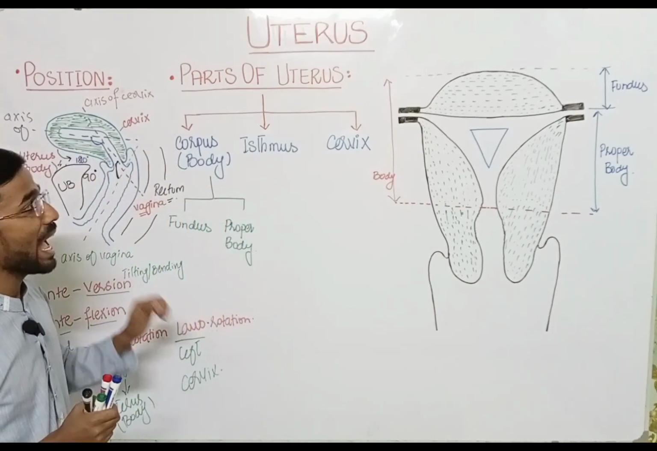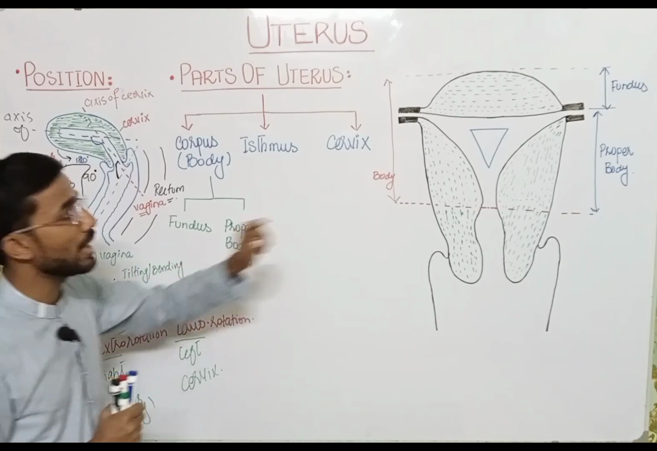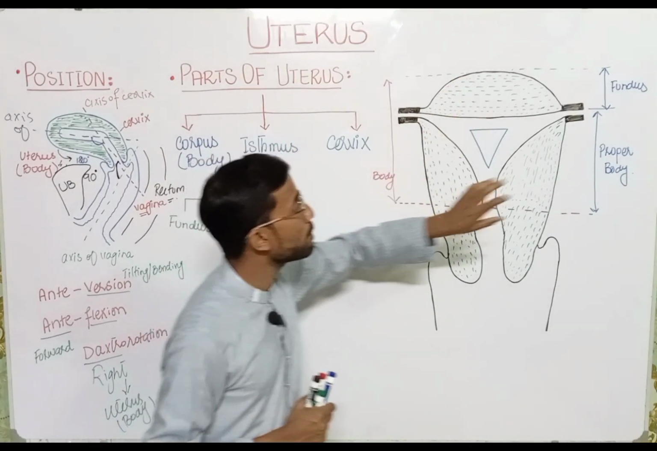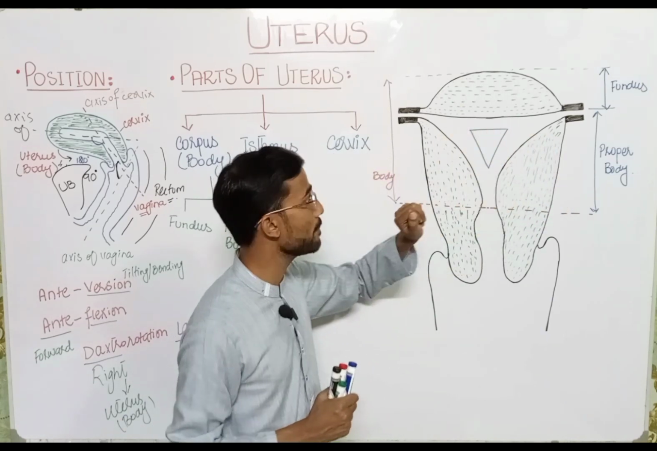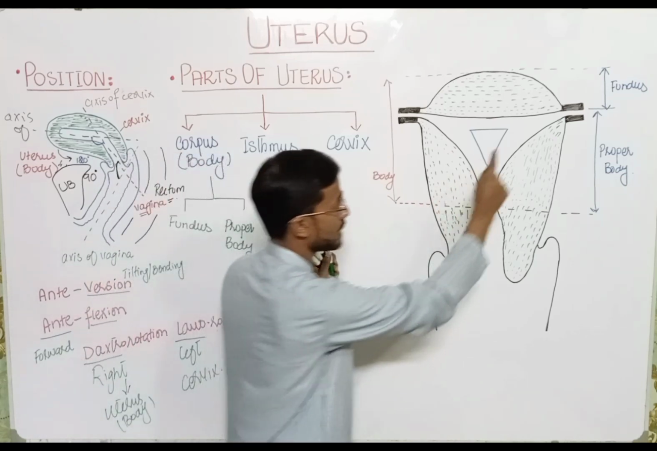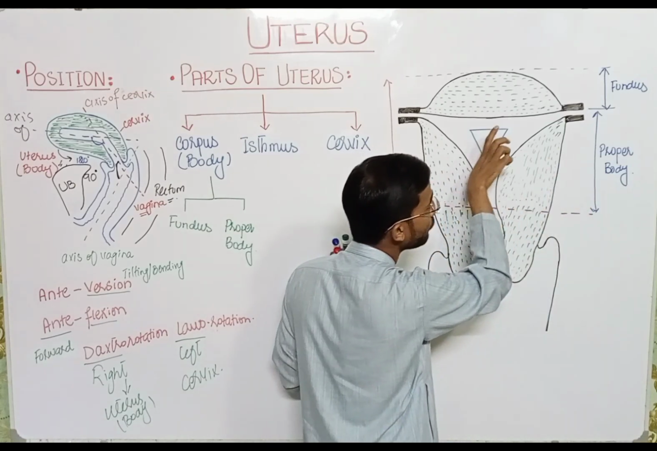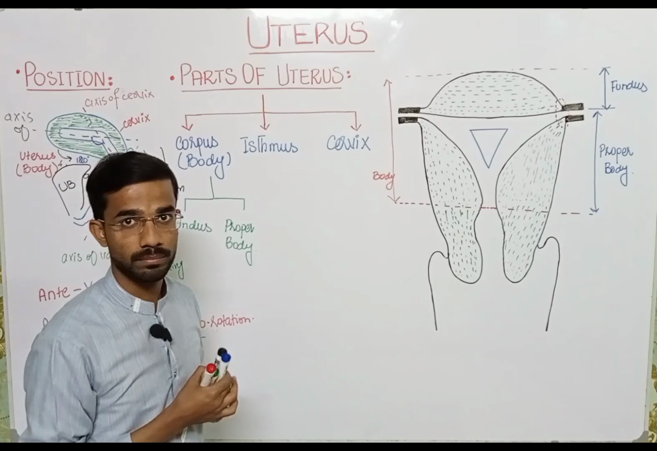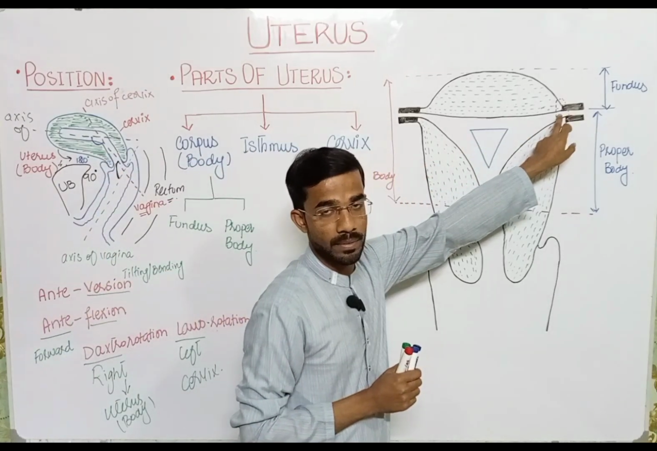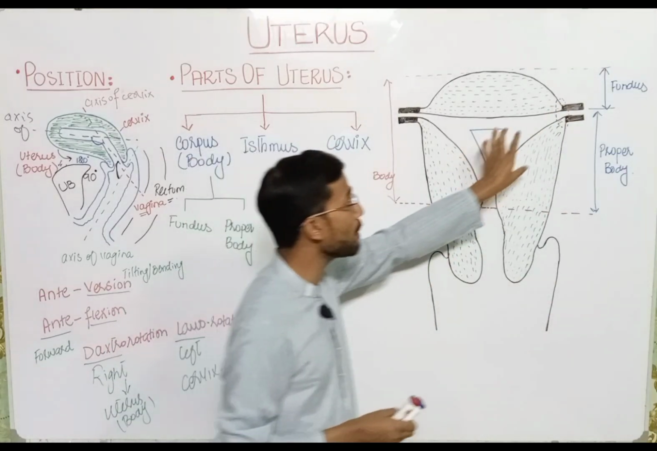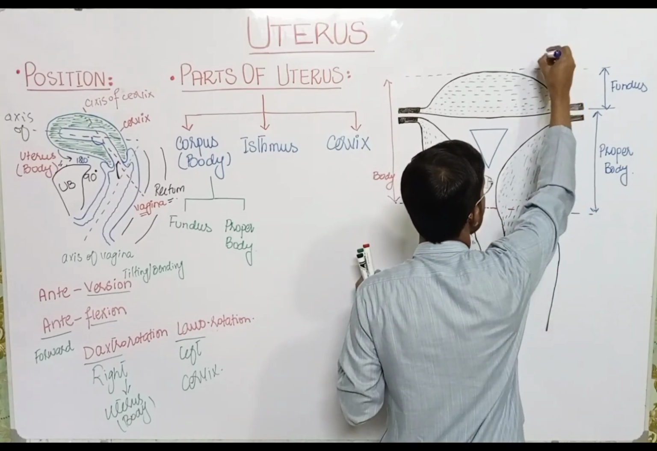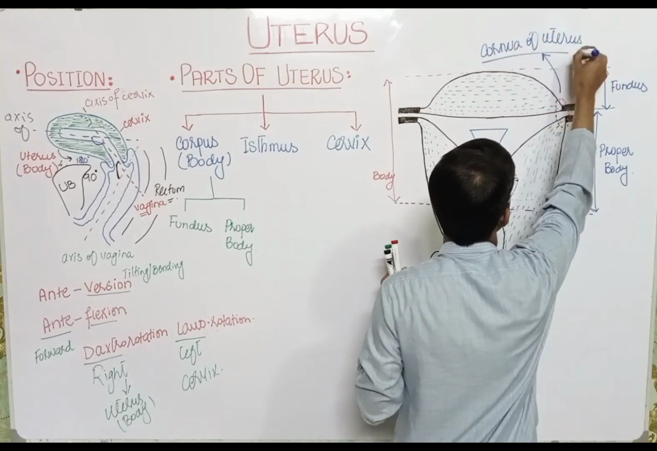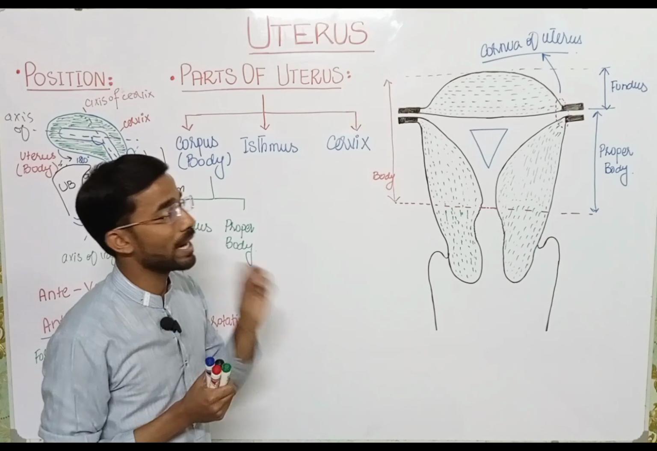The important thing you have to remember is that the fundus has no cavity. There is no cavity in the fundus, and it is full of muscles. The proper body has a cavity, and it is triangular in shape. If you see, this is the fundus and this is the proper body, and both form a junction. They do not meet but they form a junction, and this junction-like structure is called the cornu of the uterus. Cornu of the uterus.